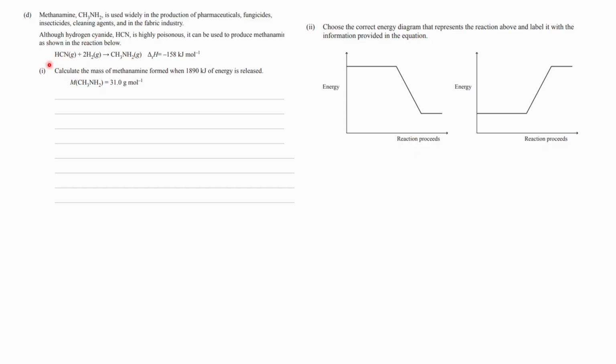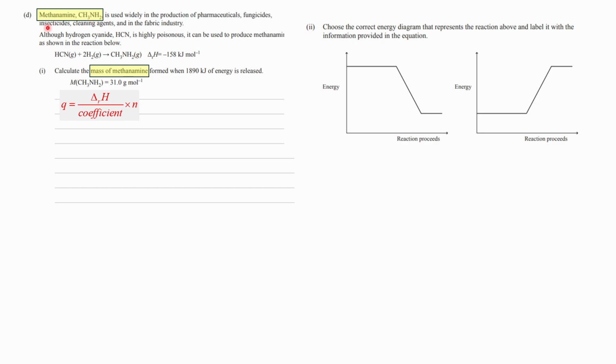So here's a reaction: hydrogen cyanide plus 2 hydrogens makes methanamine, and it has an enthalpy of reaction on the right. Calculate the mass of methanamine formed when 1,890 kilojoules of energy is released. There's a lot of information here, but I always remember the following equation, and I just plug in the values to solve these types of questions. The equation is Q, the total amount of energy, equals the enthalpy of reaction divided by the coefficient of the substance we're talking about from the equation, multiplied by the moles of that same substance.